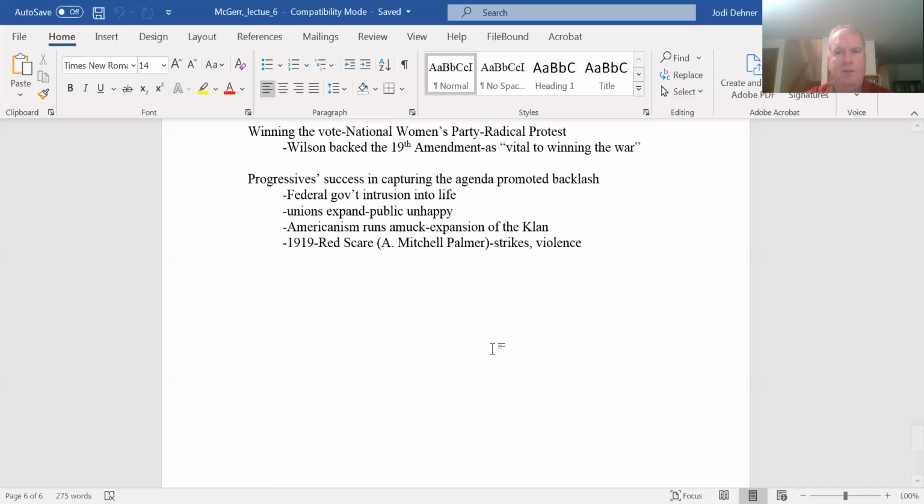The 1920 election then became a sort of public referendum on what the United States should be doing in this international world. Should the United States continue to be involved? Should the progressive intrusion into individual life continue? These are the issues placed before the American public. And you have a candidate running for the Republicans, a man by the name of Warren G. Harding, who's running on a slogan he calls a return to normalcy.